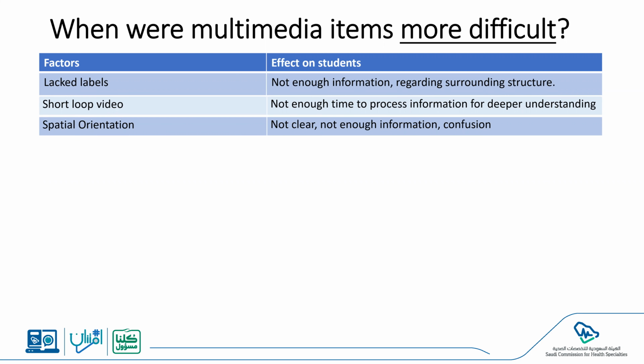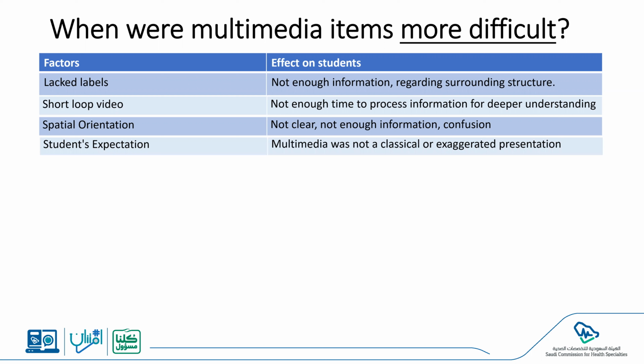The spatial orientation, if it wasn't clear, if there was not enough information to understand where it is. So let's say I had a zoomed-in ultrasound where they didn't know: is this the stomach, is this the lung, is this the heart? Because it's too zoomed in, they don't know where it is according to the space in the body or the position in the body.